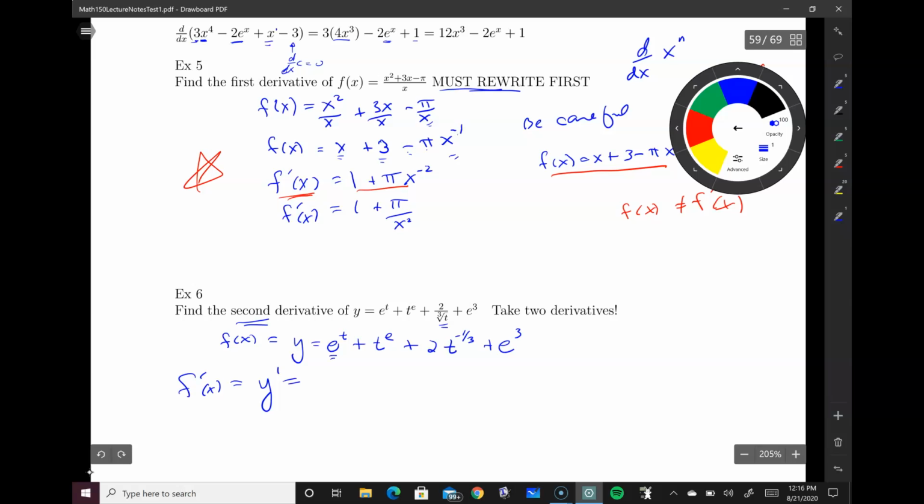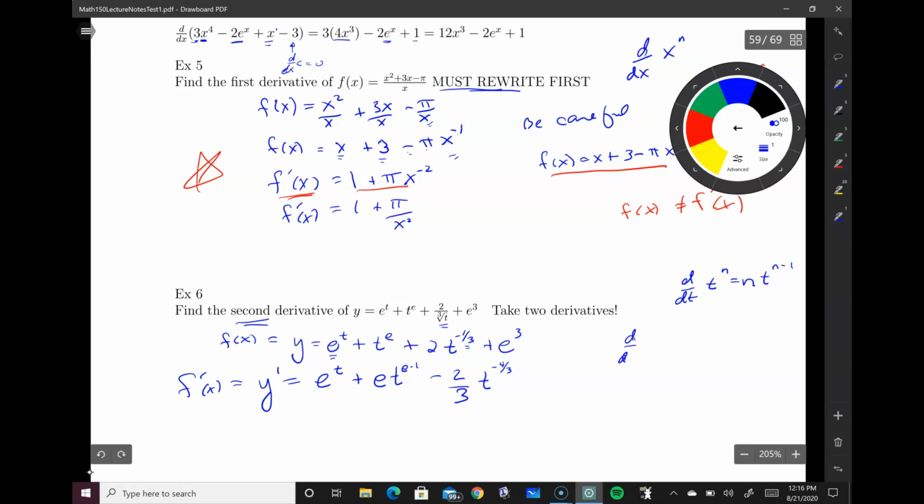Okay, so the derivative of e to the t is e to the t. Next term, derivative of t to the e. E is a number, right? So to take the derivative of t to the n will be n t to the n minus 1. So I'll bring the number down and I'll subtract 1. And you just leave it like that. I don't want a decimal up there. All right, moving to the next term. So I'm going to bring this negative 1/3 down in the front. So I get negative 2/3 t to the, now I'm subtracting 1, so I get negative 4/3.